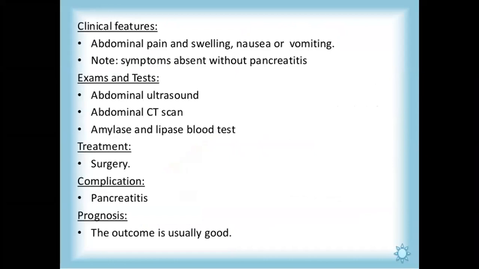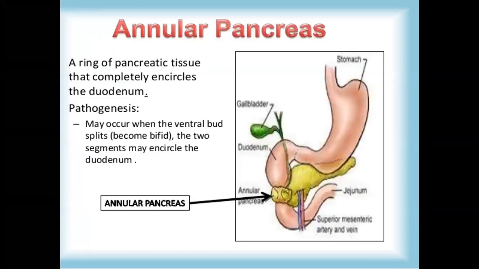What are the clinical features? It ends up with abdominal pain, swelling, nausea, or vomiting. Symptoms are absent without pancreatitis. Same examination tests: you go for abdominal scan or ultrasound, CAT scan, amylase or lipase blood test. The treatment is surgery. Complication is pancreatitis, which can be acute or chronic. The outcome is usually good.